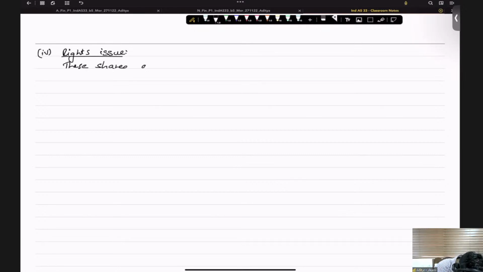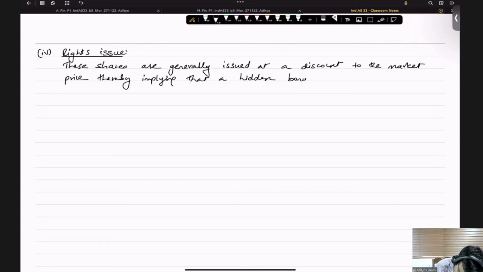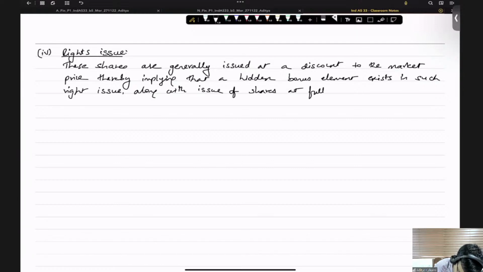These shares are generally issued at a discount to the market price, thereby implying that a hidden bonus element exists in such rights issue, along with issue of shares at full consideration. At full consideration.